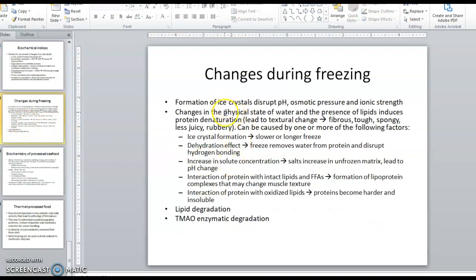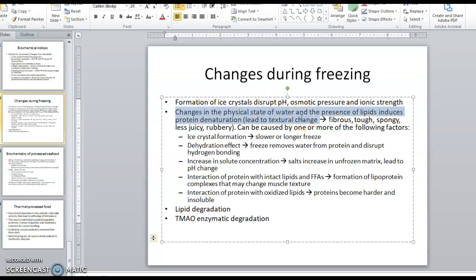Okay. Changes during freezing. The first one is the formation of ice crystals that can disrupt the pH, osmotic pressure, and ionic strength. Second, changes in the physical state of water and the presence of lipid induces protein denaturation, which can lead to textural change. Okay, of course, because the texture is depending on the shape of the protein. Okay, it can be fibrous, tough, spongy, less juicy, and rubbery. It can be caused by one or more of the following factors.